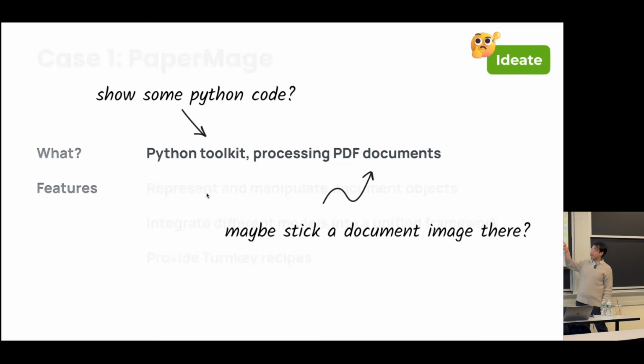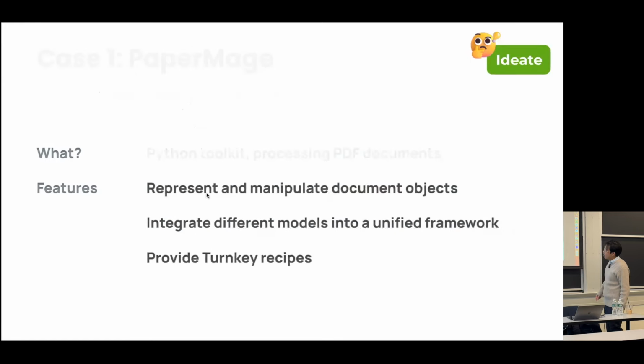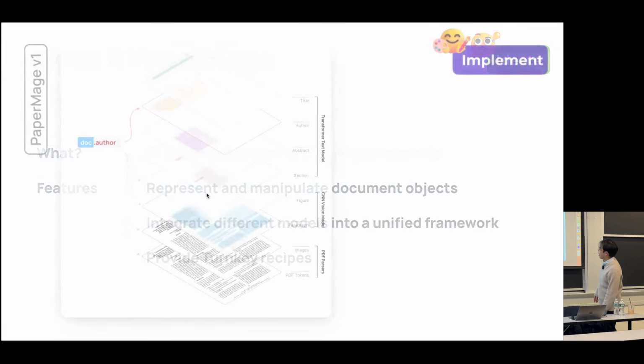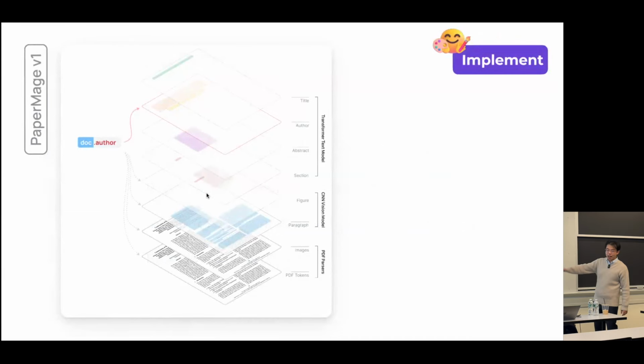We can show them some Python code and maybe stick document images there to make things very concrete, right? Not something abstract and less tangible. And then what to do with these three things? Maybe we don't have some good ideas. So what I did is, whatever, we just do it.